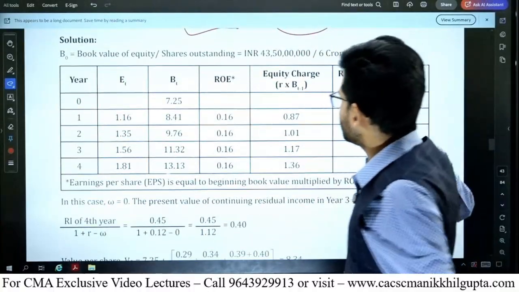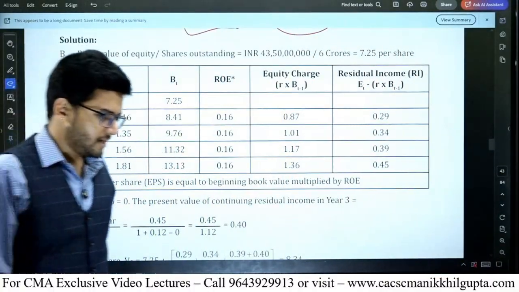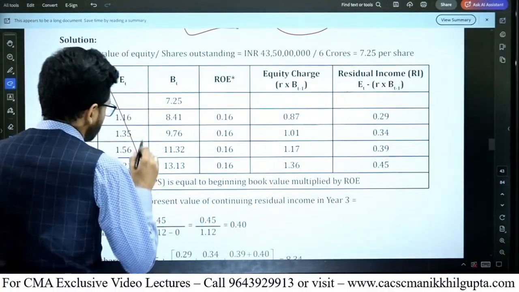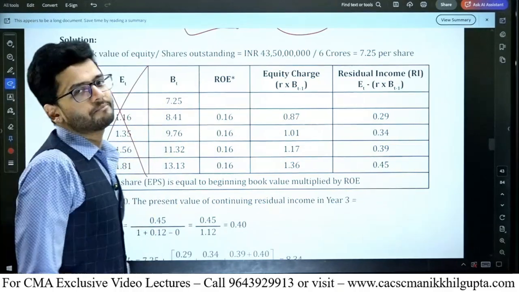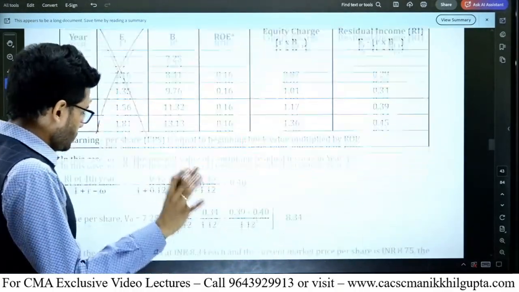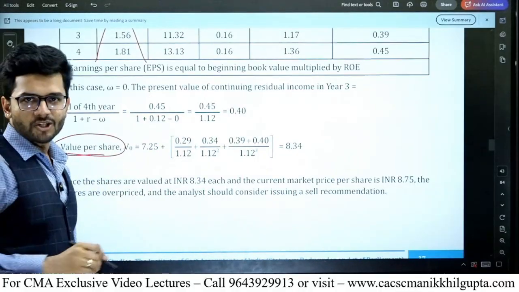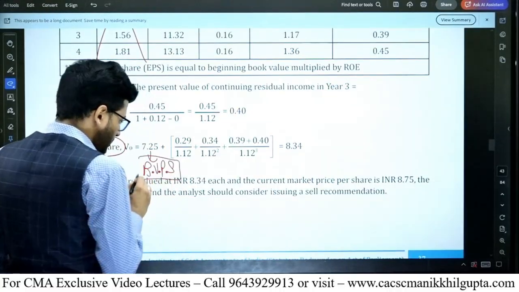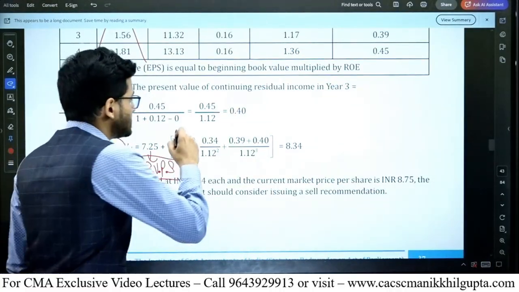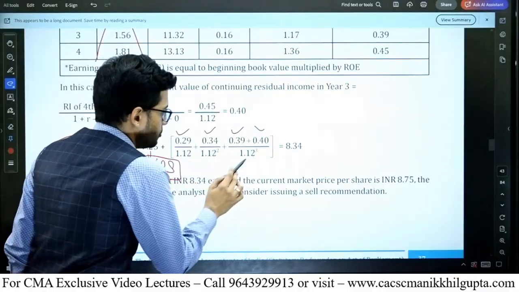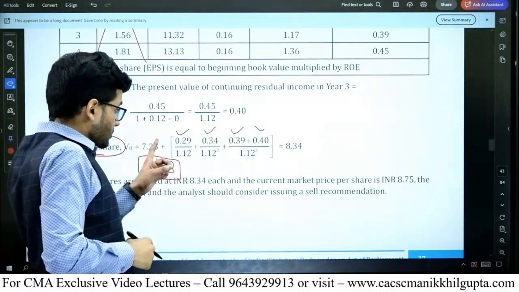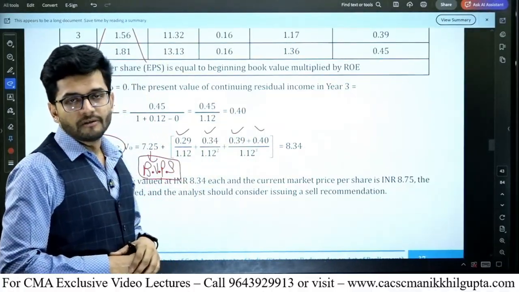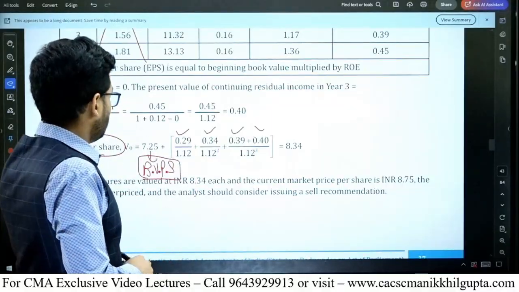Now, this is a complex table which is given to you. We can do these calculations in an easier manner also. First of all, this first column is absolutely of no use. So the simple thing that we need to do is, please look at this. Value per share is equal to the current book value per share plus the residual income of the future years discounted to the current period. That is the formula which we are going to use, which we already used in one of our earlier questions also.